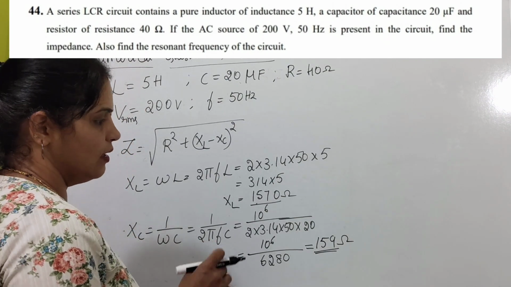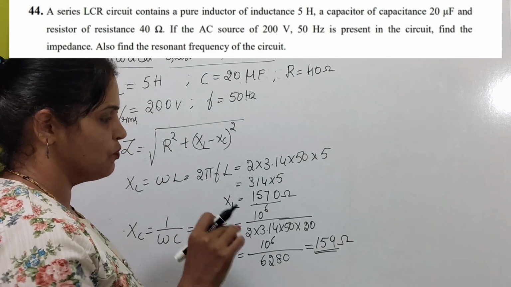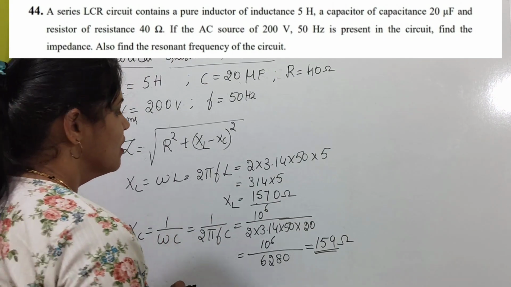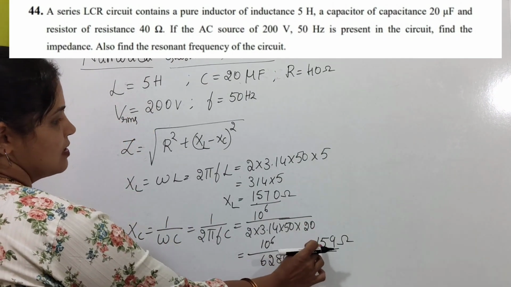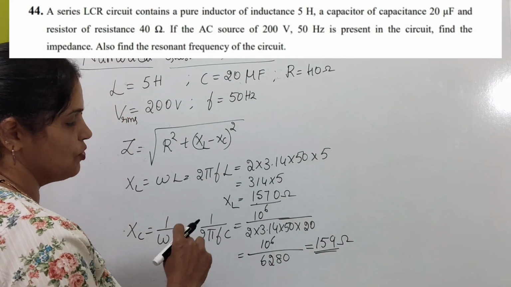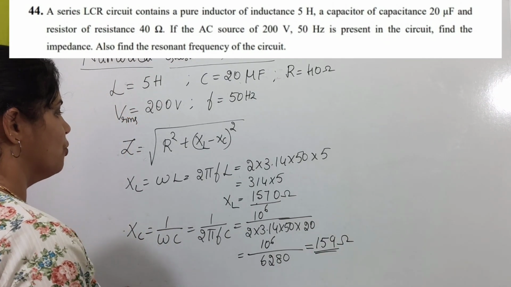If you write decimal digits, there is a small variation in the answer. Some digits, the last digits, may change. There is a variation in the last digits, but no problem.